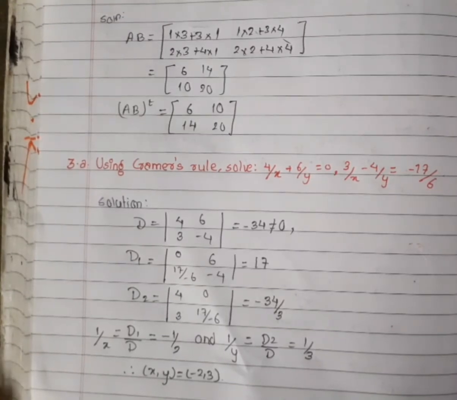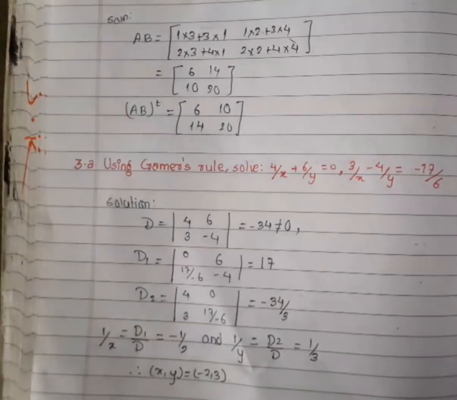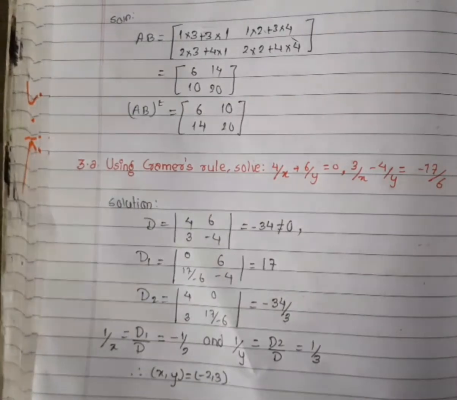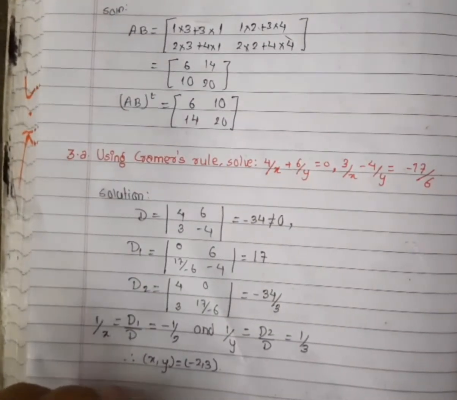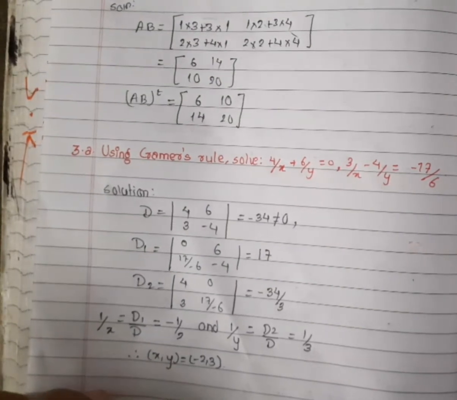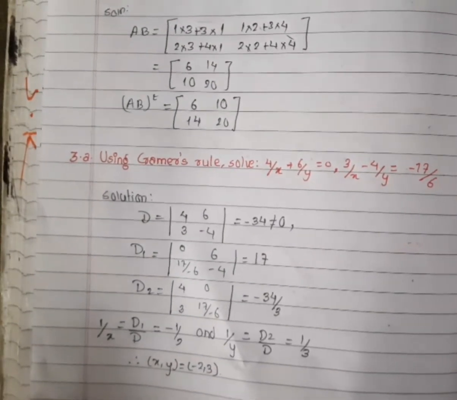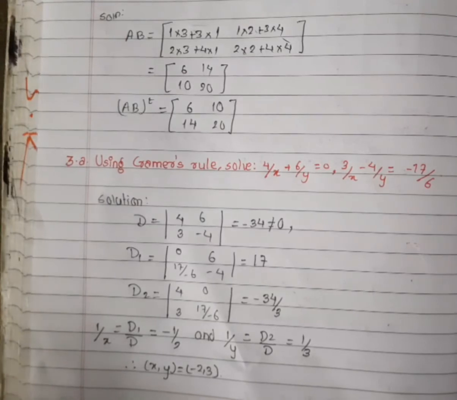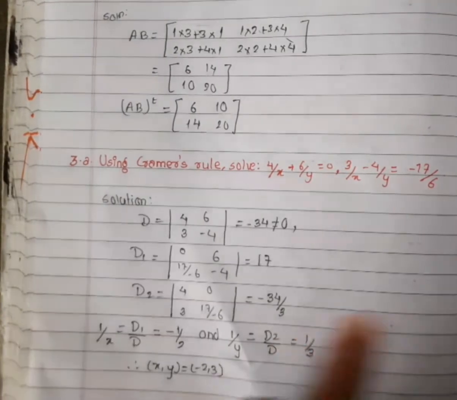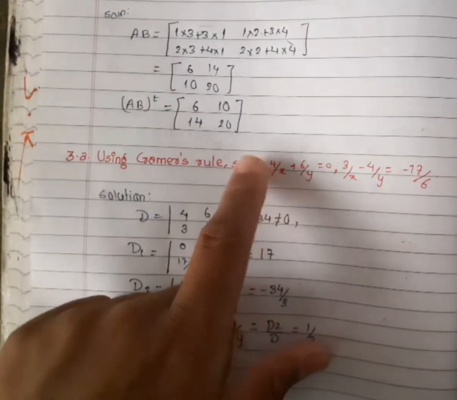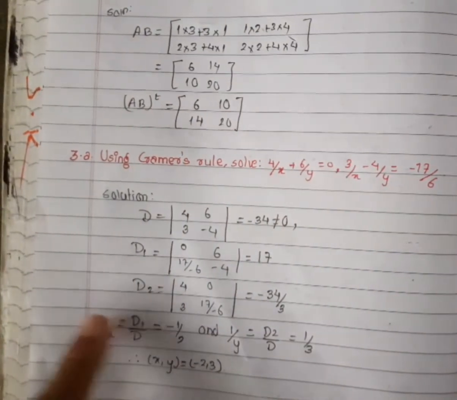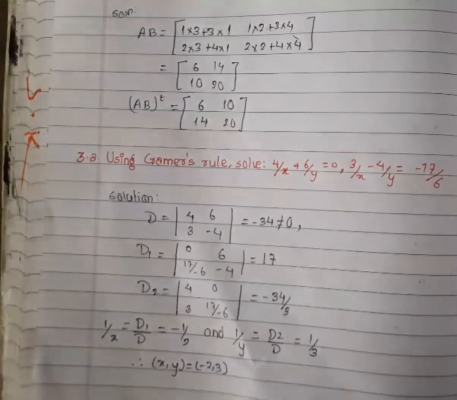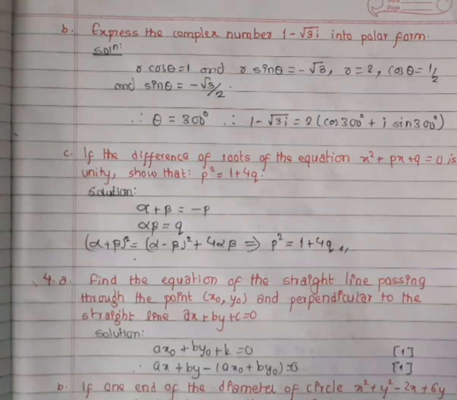Then in d1 the coefficient of x is replaced by the constant term, and for d2 we have to replace the coefficient of y by the constant term. So x is equal to d1 upon d, and here we have to find 1 by x, that is x is in the denominator, so 1 by x is equal to d upon d1. In this way x and y can be found.